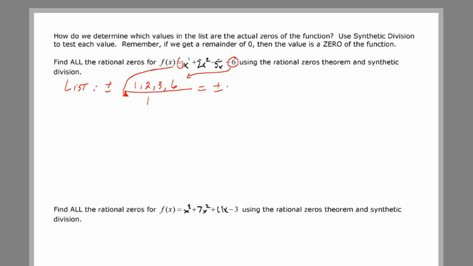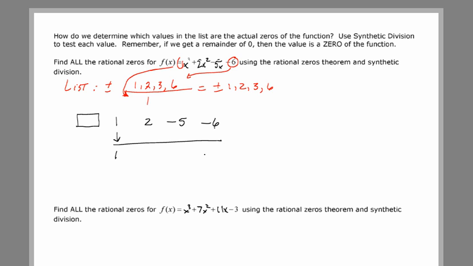Let's set up the list. It'll be plus or minus 1, 2, 3, and 6. Now what we need to do is start using synthetic division with that list and find basically the needle in that haystack, the zero or zeros that are in that list. There's no special way to go about this. The coefficients are 1, 2, -5, -6. Now what we have to do is pick the number in the box from this list, and we're hoping to get a remainder of 0.